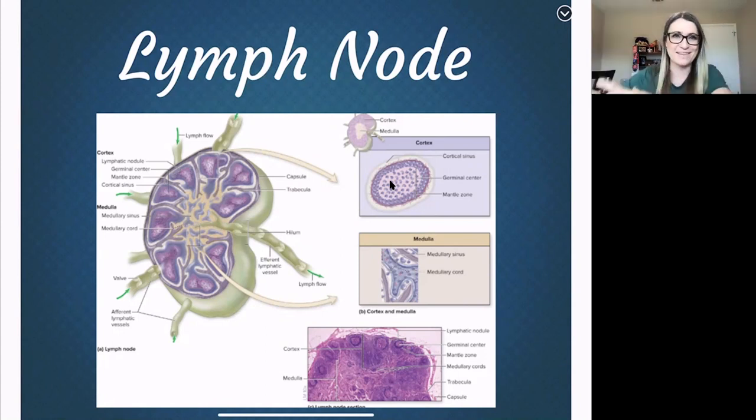Again, a little more about that will be in chapter 22, but that's kind of where this is leading us. The mantle zone has T cells or T lymphocytes, macrophages, and dendritic cells. Dendritic cells look almost like a star. They have dendrites, those projections, like a neuron, but they don't look like neurons. When you hear dendrites, that's what I want you to imagine.